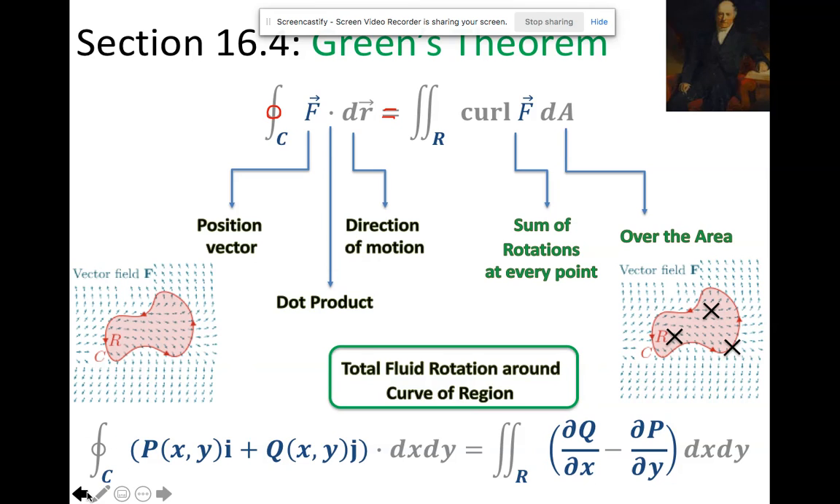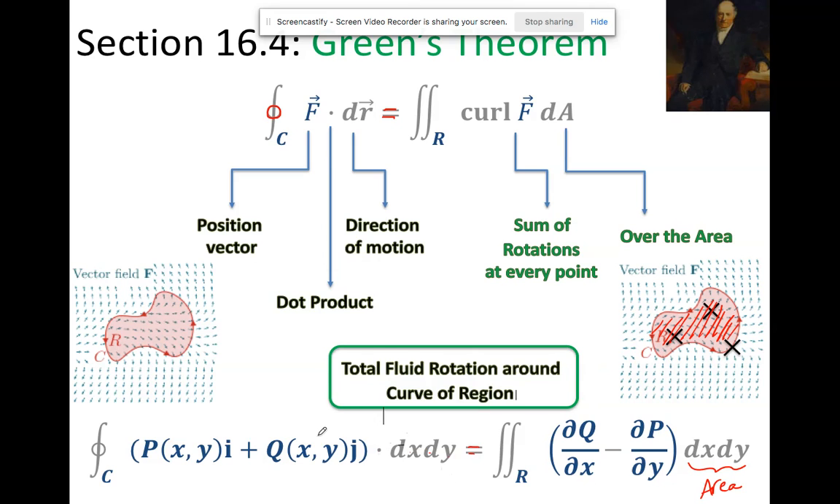Well, remember, a line integral depends upon the fact that you can parametrize, that you have this position vector, and that you can dot it with your direction of motion, your change in x and your change in y. Green showed that you can just sum the curls, and dx dy, you can just write that. That is the area here.